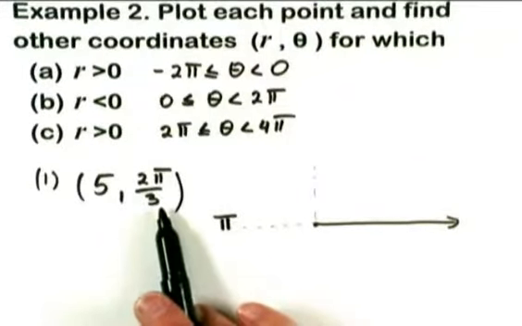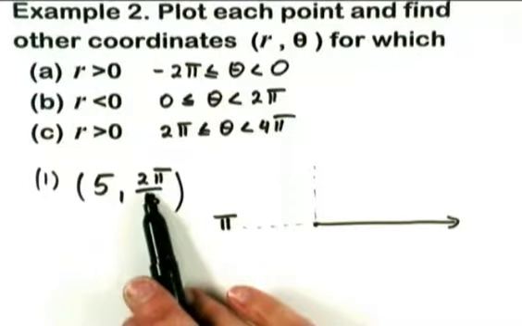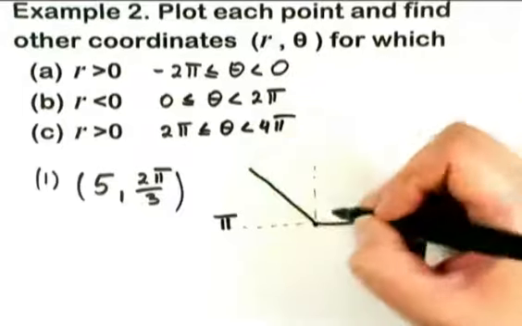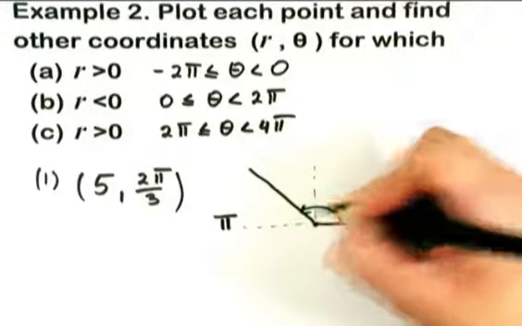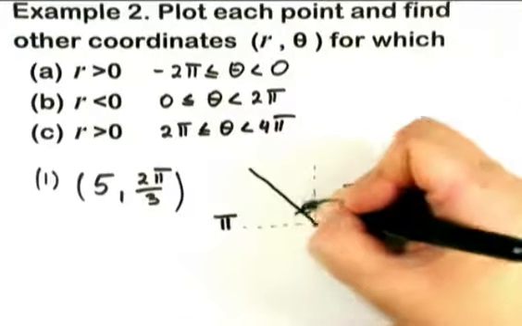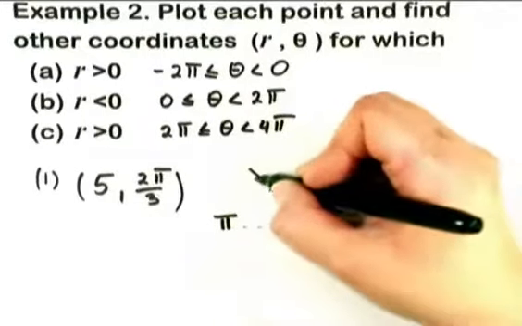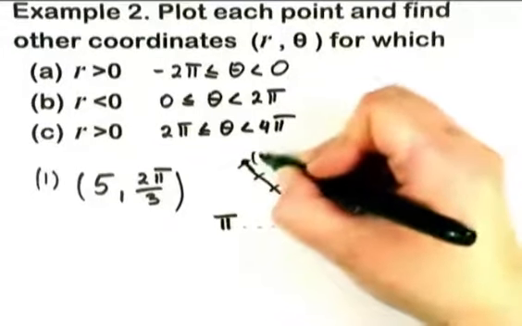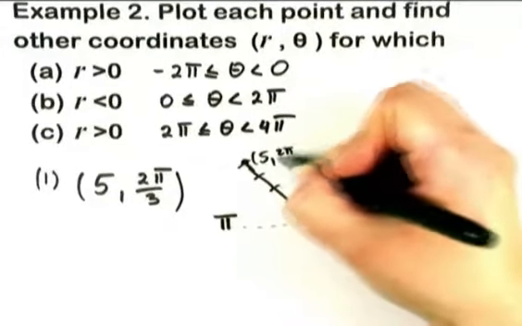Pi in terms of thirds is 3 over 3. 1 whole is 3 over 3. And now we have 2/3, so we are short by 1/3. So right here is my angle. So this is the angle 2 pi over 3. And now we measure 1, 2, 3, 4, 5 units. And here is my point with coordinates 5 and 2 pi over 3.